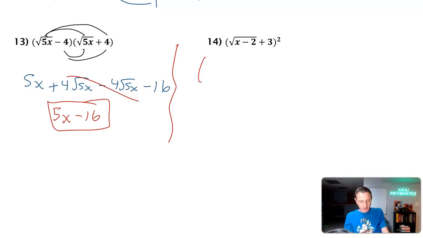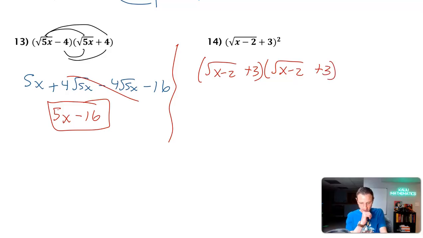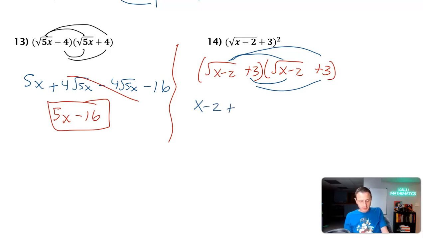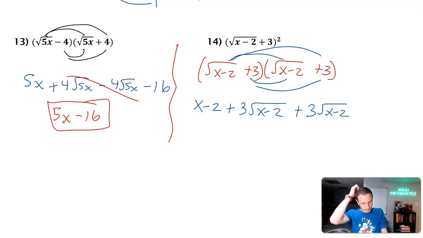Last one, square root of x minus 2 plus 3 squared. So we're going to have square root of x minus 2 plus 3 times the square root of x minus 2 plus 3. That's the same thing being multiplied by itself. This is not the sum and difference of two terms. So let's work through this. Distribute this. Square root of x minus 2 times the square root of x minus 2, same thing multiplied by itself, is going to be x minus 2. Get rid of the radical. Square root of x minus 2 times 3 is 3 square root of x minus 2, plus 3 times the square root of x minus 2, plus 9.